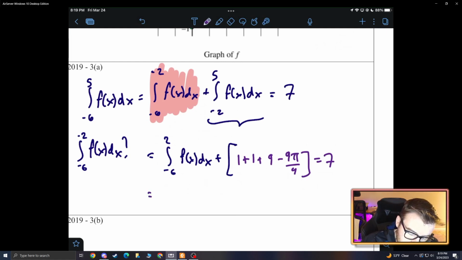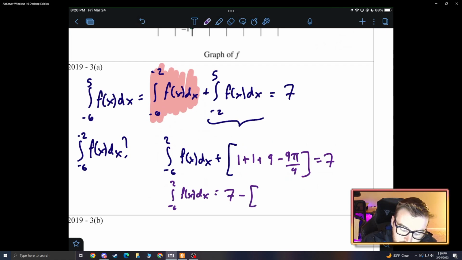So, the integral from -6 to 2 of f of x dx equals 7 minus, you could clean this up if you want. I mean, adding 9 plus 1 plus 1 is not that bad. That's 11. But remember, you don't have to really make it super pretty, right? You don't have to do 7 minus 11.